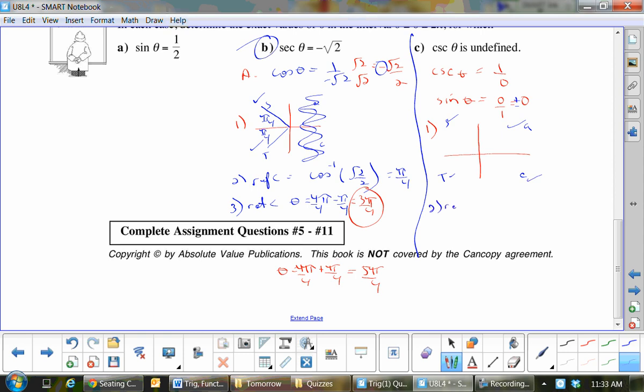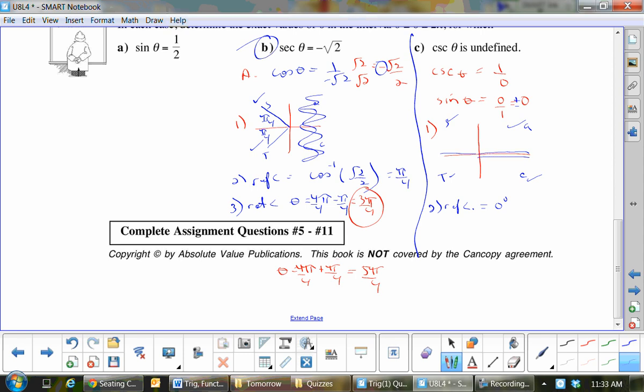Step 2, reference angle. When does sine equal 0? Think in quadrant 1, when does the y equal 0? The x-axis, right? Because it's 1 comma 0 there, and the y is 0. So the reference angle is 0 degrees. Now I need to draw my reference angle of 0 degrees. We'll be there, we'll be there, and we'll be there.